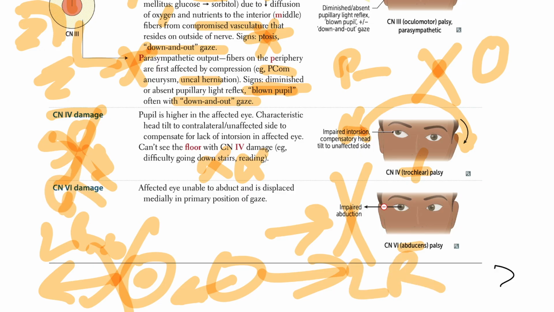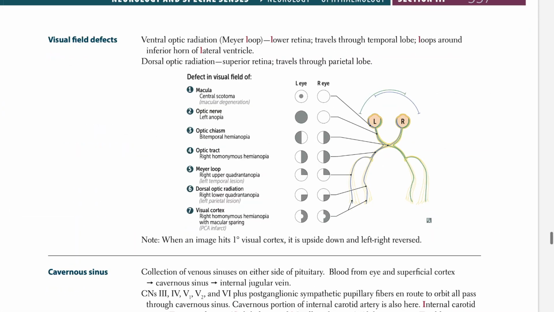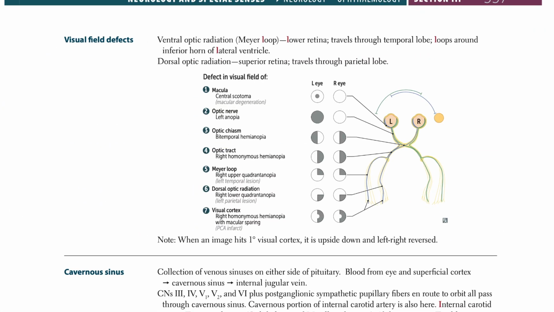And what are the most common causes of this damage? It's going to be pseudotumor cerebri, where an increase in ICP leads to CN6 palsy. Okay, and that's all for the cranial palsies. Moving on with the visual field defects.